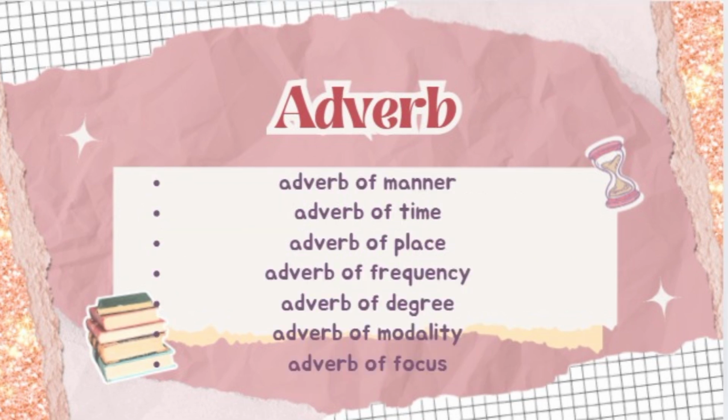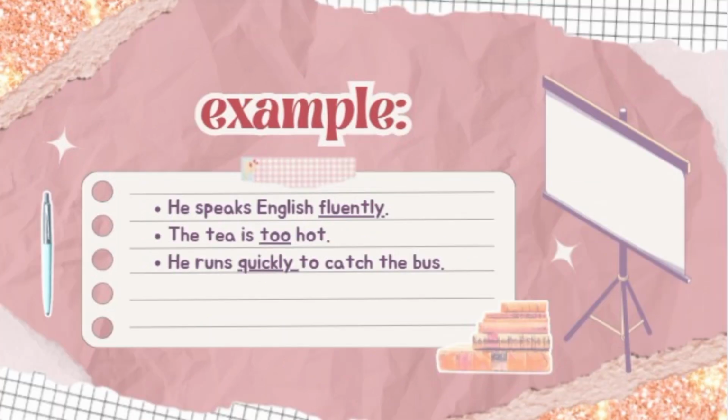And here are the types of adverb. The first is adverb of manner, the second is adverb of time, the third is adverb of place, the fourth is adverb of frequency, the fifth is adverb of degree, the sixth is adverb of modality, and the last is adverb of focus. For the examples: He speaks English fluently. The tea is too hot. He runs quickly to catch the bus.